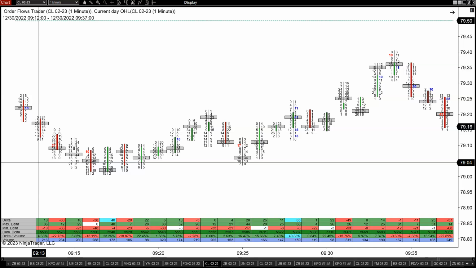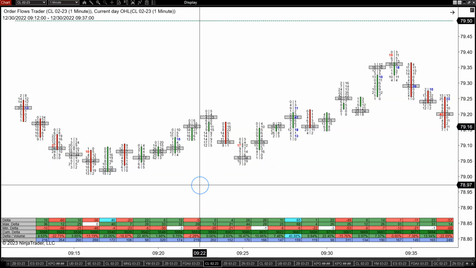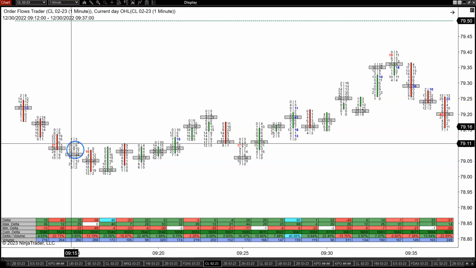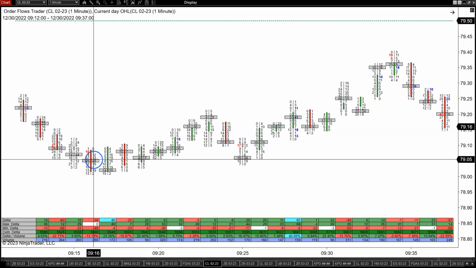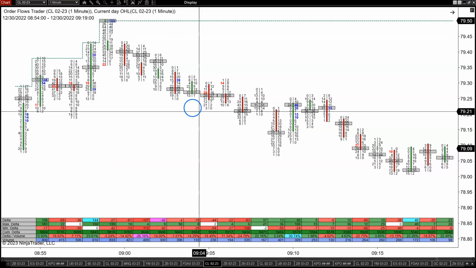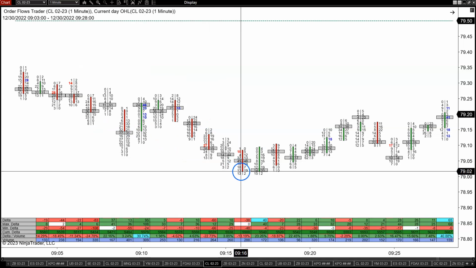So this is crude oil, on Friday, December 30th, the last trading day. Crude oil is getting back up above the $80 price level. I don't know what 2023 is going to bring, but at this time, just after 9 in the morning, we're going sideways. You can see we made this new high, 79.50, just before 9 o'clock, and we came off after that and traded down towards the double O area.